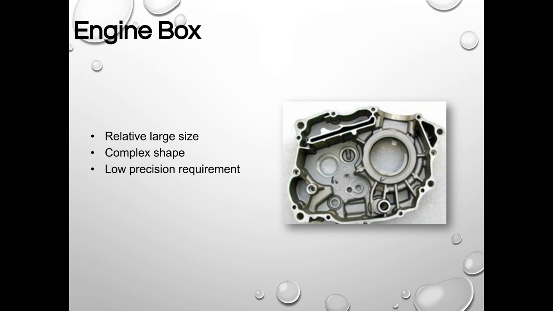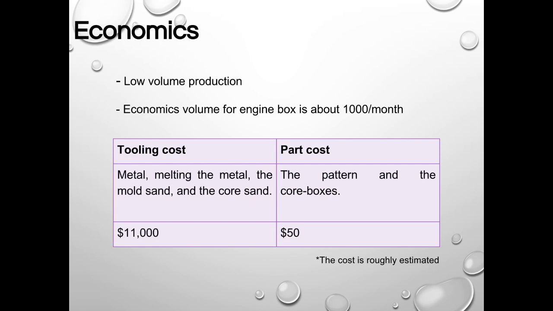One example of sand casting product is engine box. As discussed before, with its complex shape, large size, and low precision required, sand casting is a perfect process for the engine box. Sand casting takes part in low volume production. For a typical foundry, about 1,000 engine boxes are produced per month.